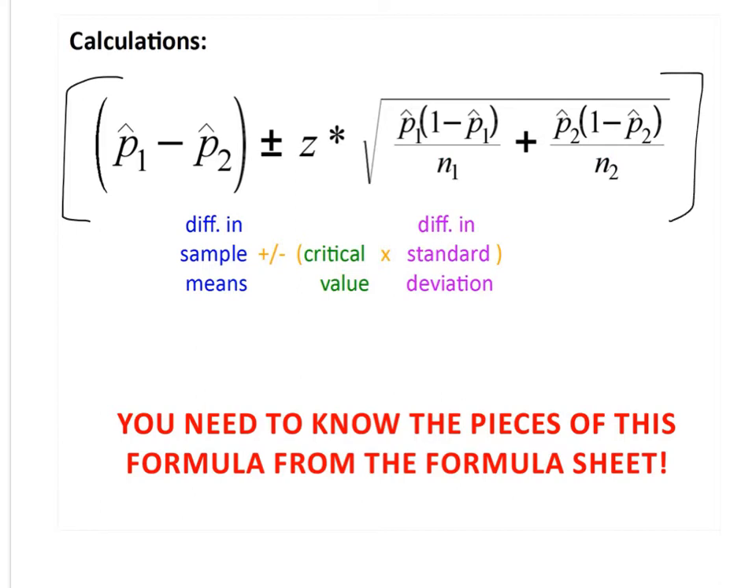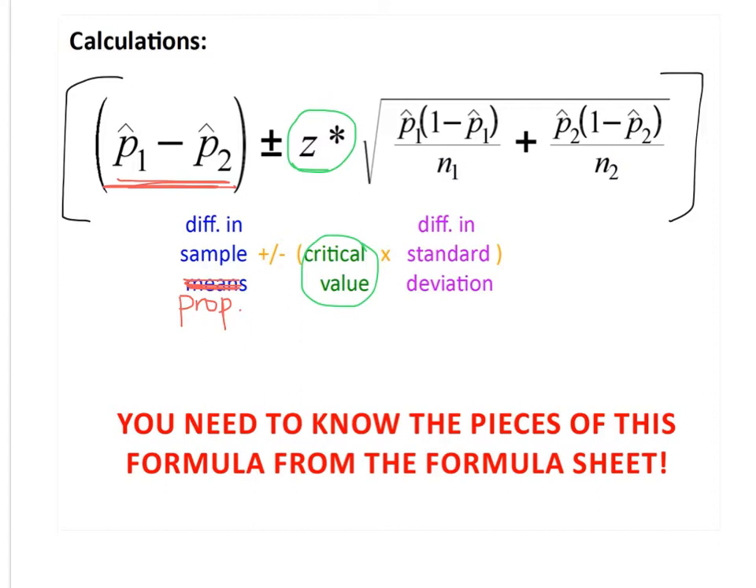Okay, now that you paused it and pressed play again, let's break this down a little bit more. This first piece is just the difference in my two p-hats, plus or minus, so this should say proportions, plus or minus z star. Remember, z star is my critical value. It comes from the t star table.